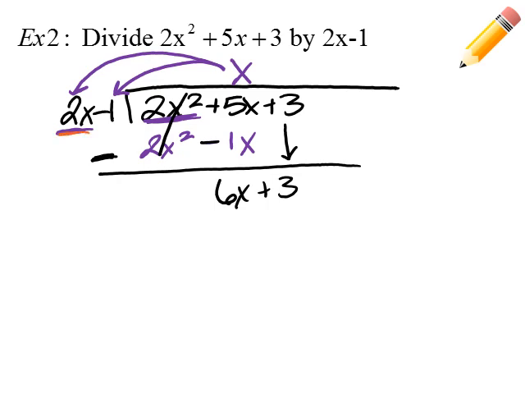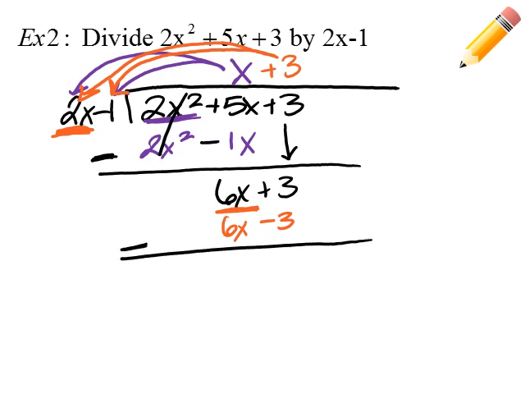Now I have to look, what times 2x would get me to 6x? The x's are taken care of, so I just need an integer of 3. 3 times 2x is 6x. Perfect, that's what I needed. 3 times negative 1 is negative 3. Let's draw a line underneath, subtract.